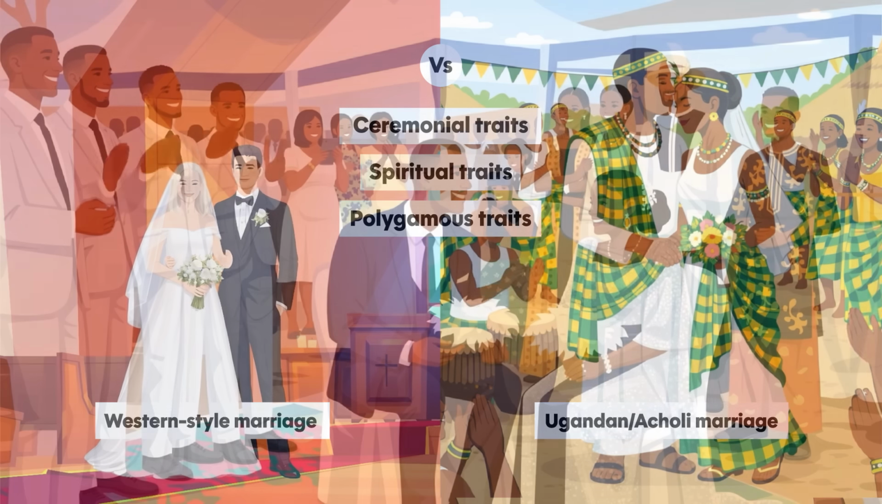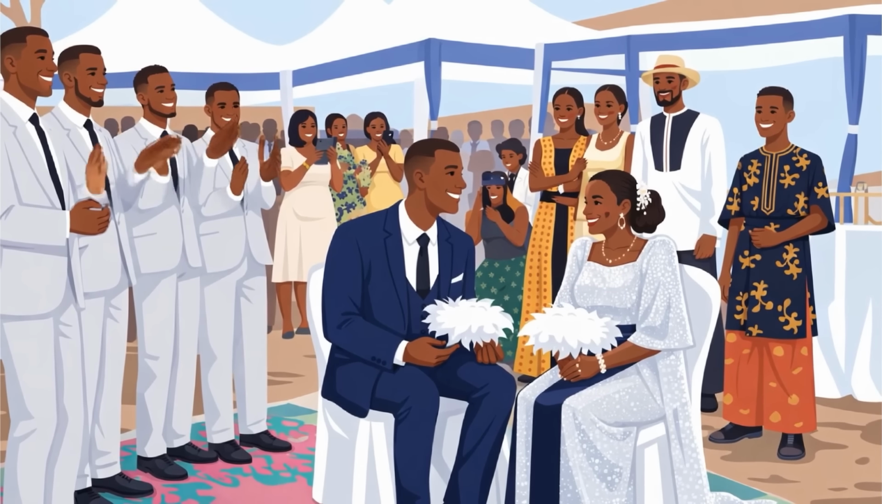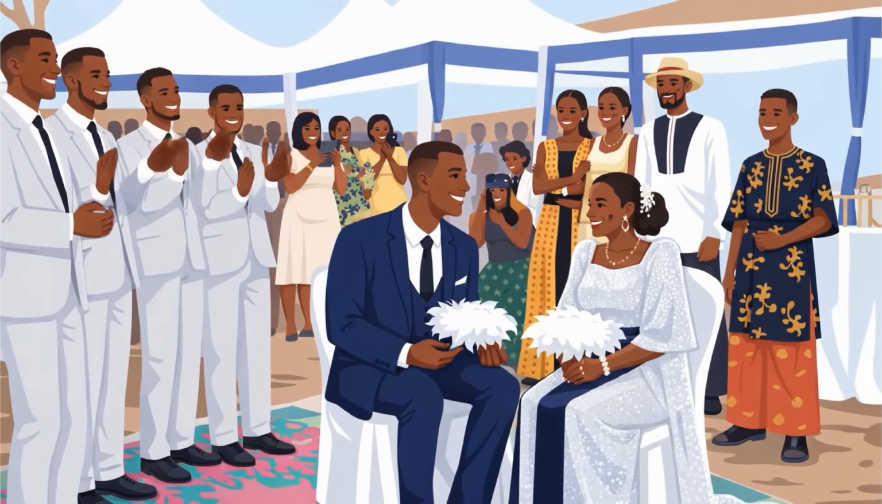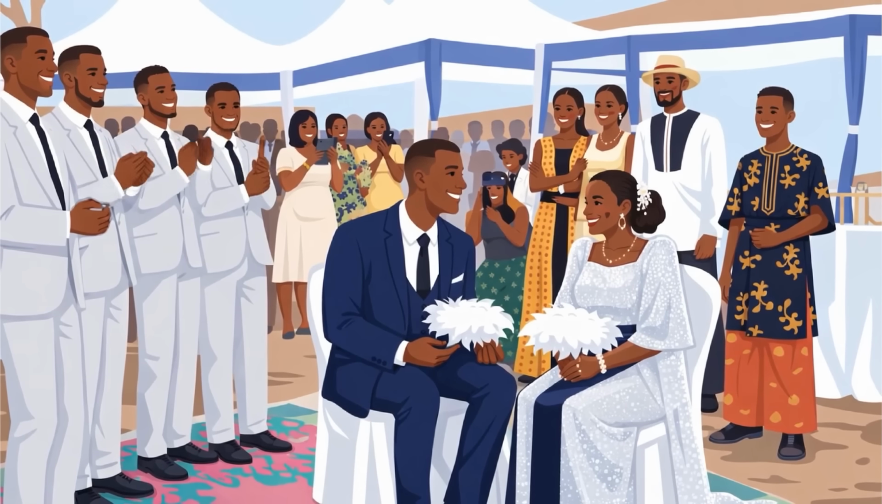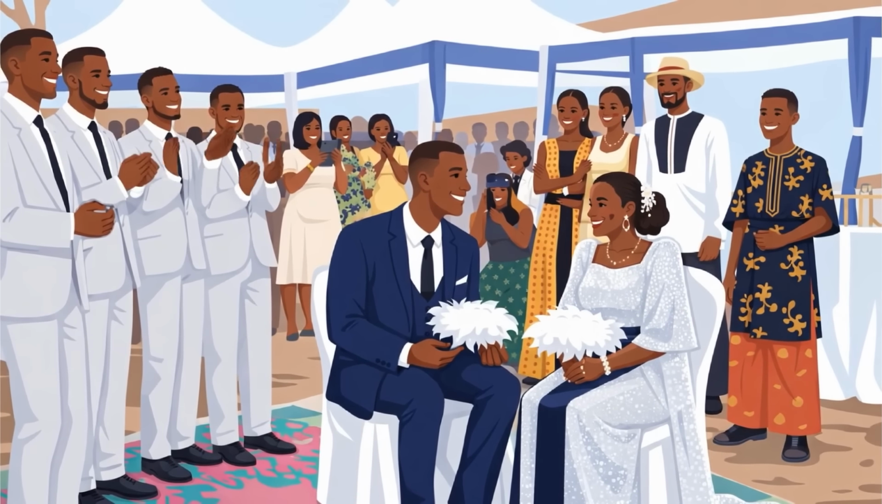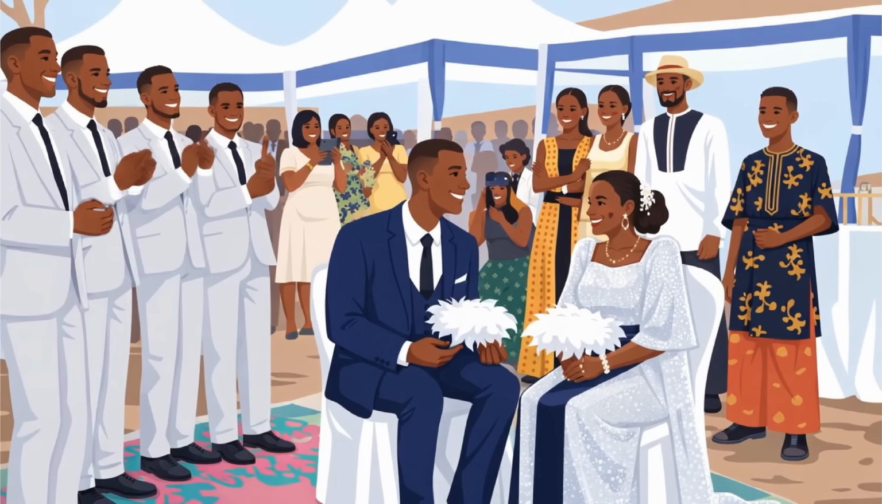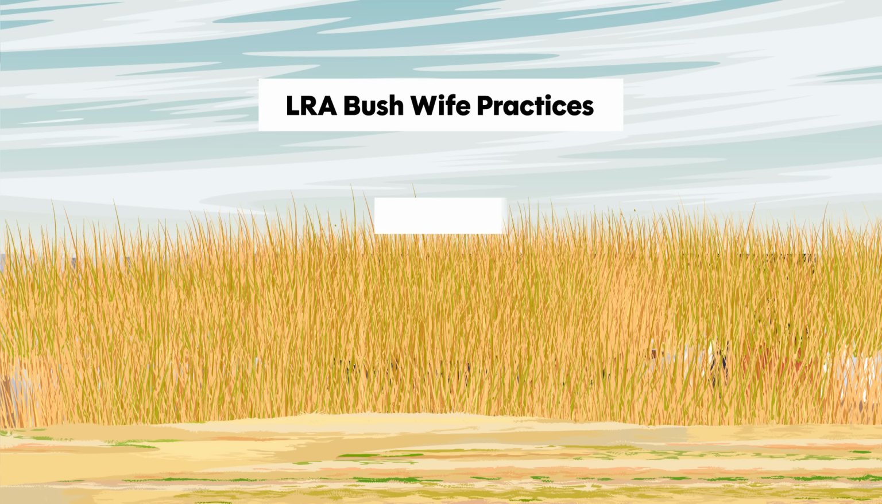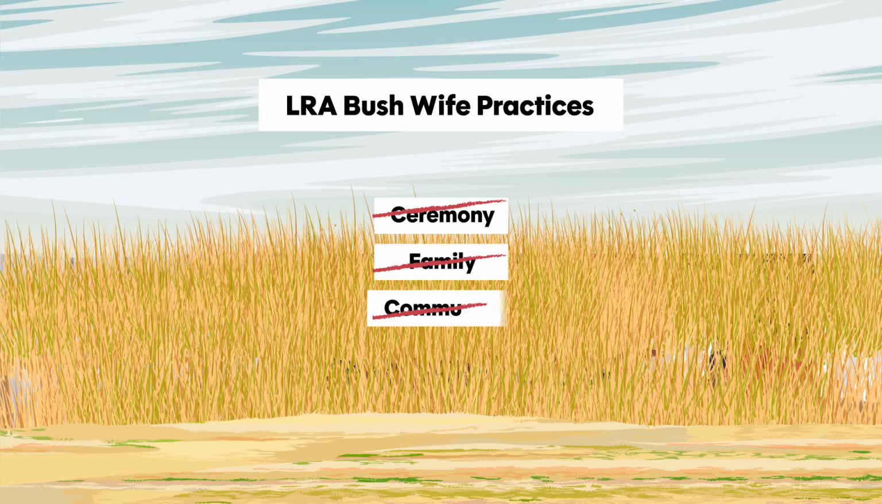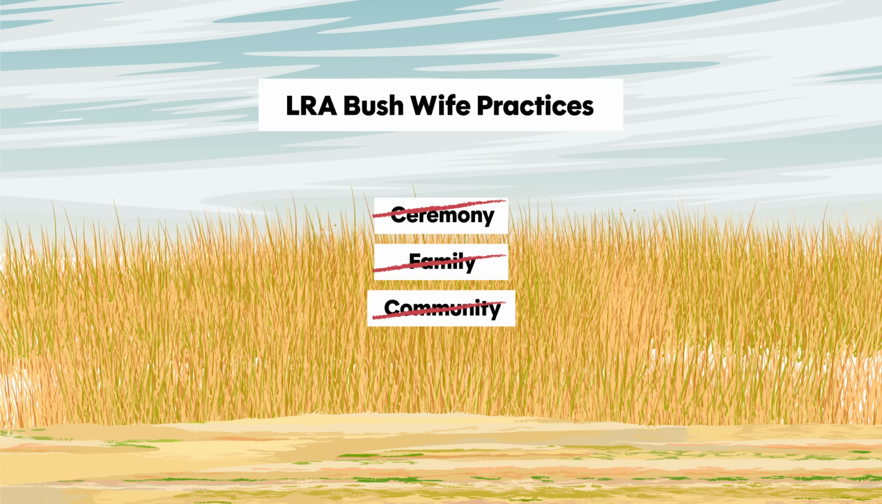To address this, Quackelbeen proposes judges should consider a prototypical marriage within the relevant culture. In Acholi society, marriage typically involves a ceremony, family, and community recognition. The LRA's so-called marriages lacked these elements. Viewed through prototype theory, these relationships resemble enslavement more than marriage.